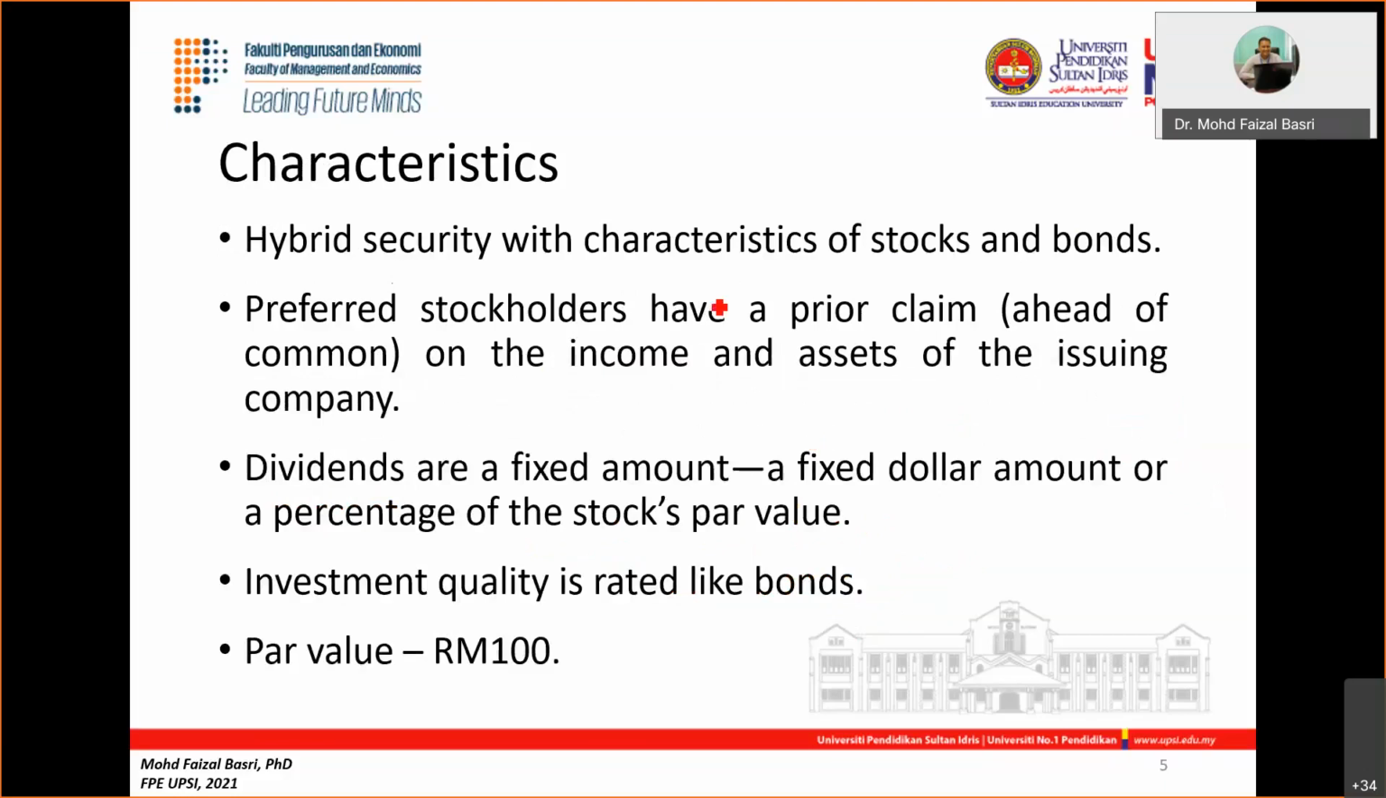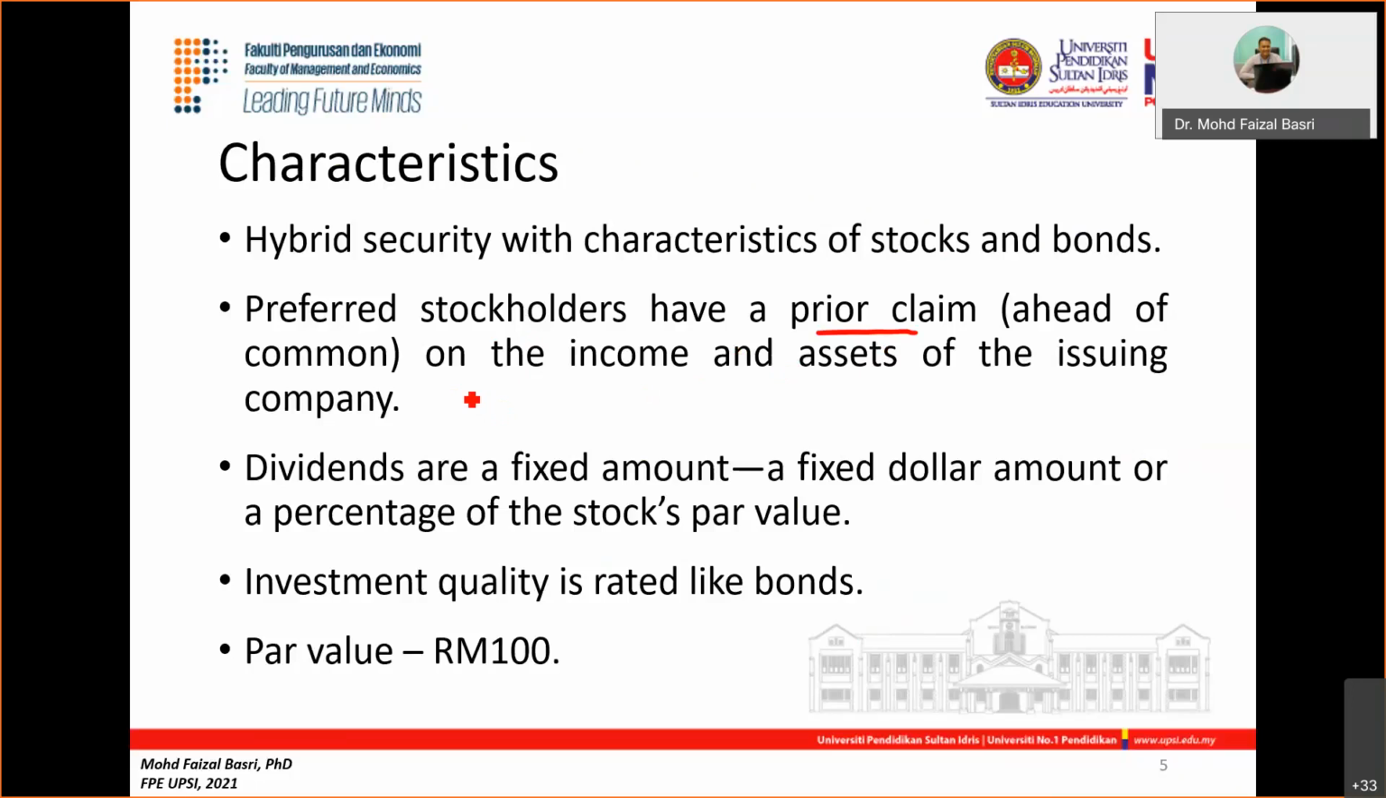As mentioned earlier, it is a hybrid security which possesses the characteristics of both common stocks and bonds. The first characteristic that is quite important is the priority of claims. In terms of the sequence, the preferred stockholders will receive their claims before the common stockholders, but after the bondholders. So technically, it will look something like this.